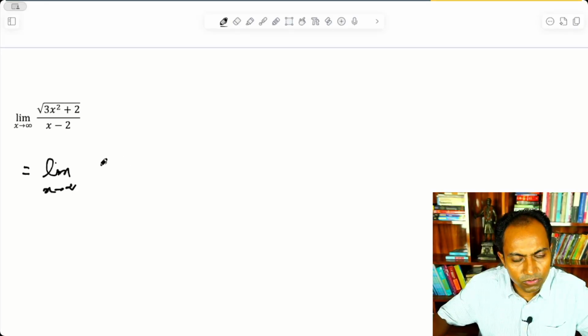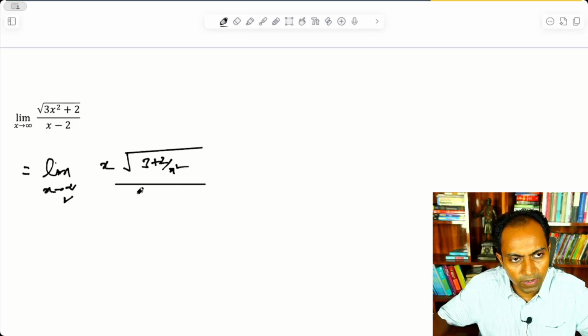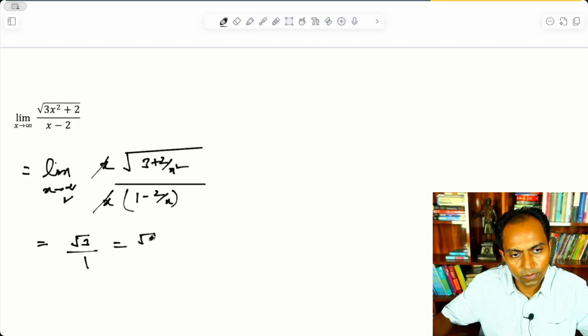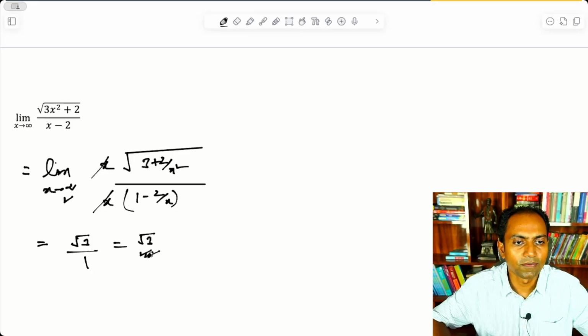So now what I can do is I can take x square common. So this becomes x. It should be mod of x, but since we are tending towards plus infinity, the mod will open with a positive sign. So 3 plus 2 by x square divided by 1 minus 2 by x. Now you can see that we have taken x common from numerator and denominator. It will get cancelled out. And now if I put the limits, the numerator becomes root 3, denominator becomes 1. So the answer is root 3. Again a very simple question.